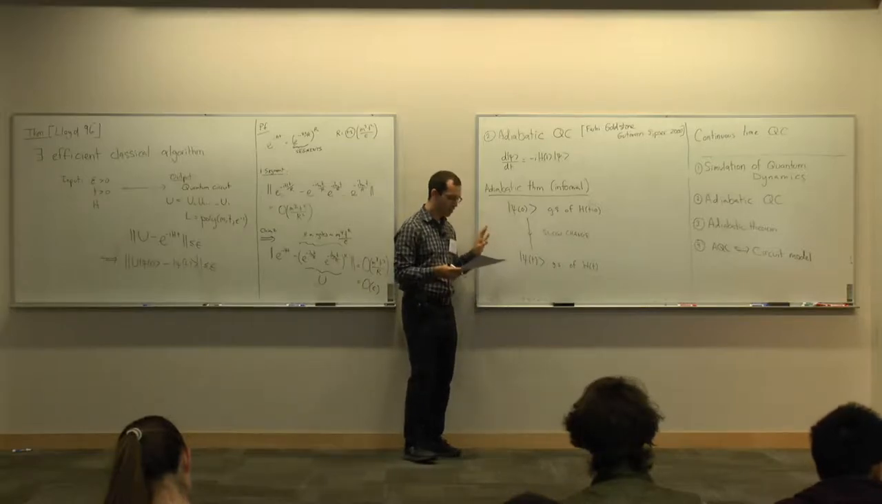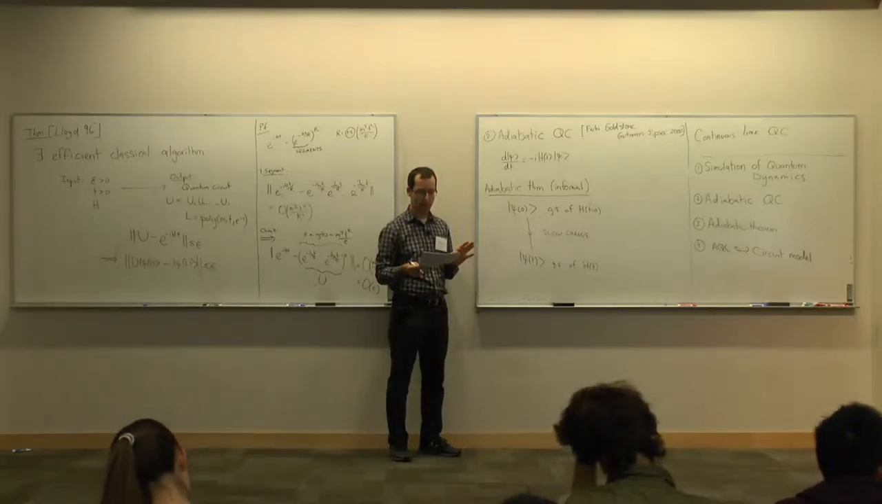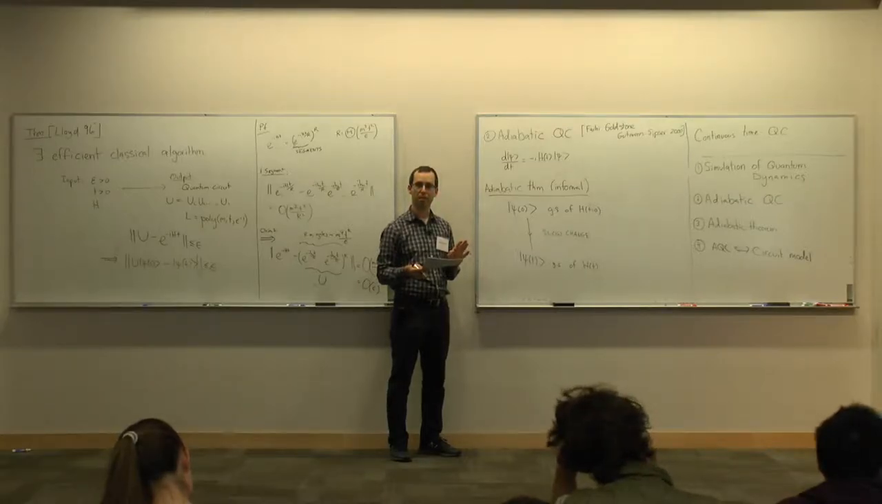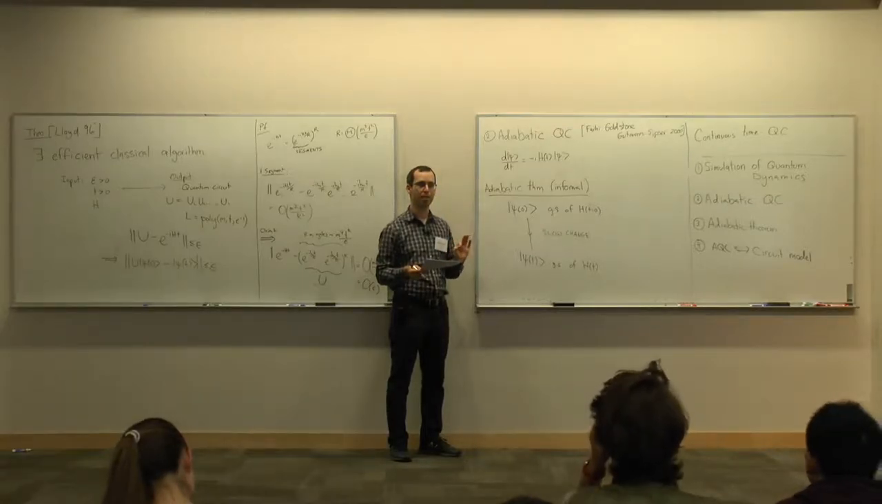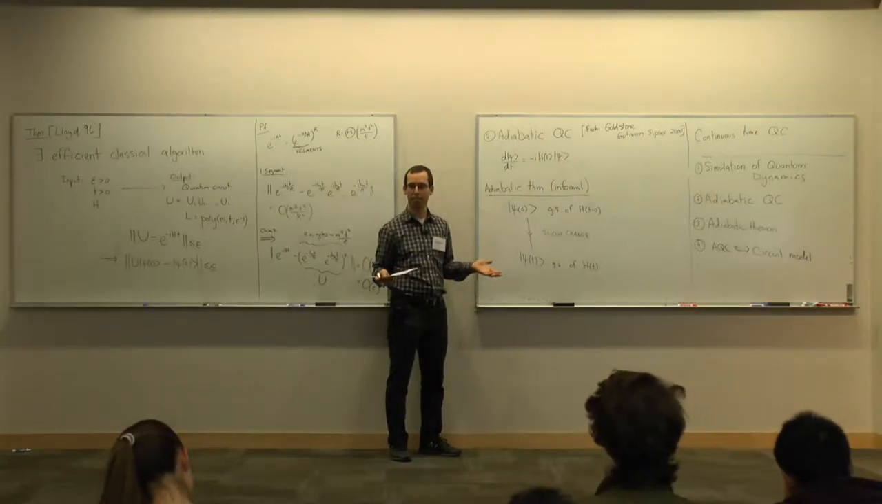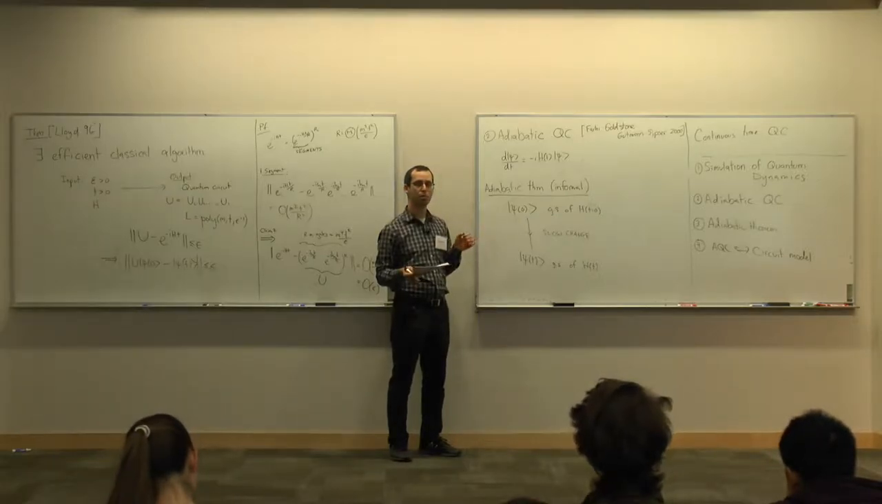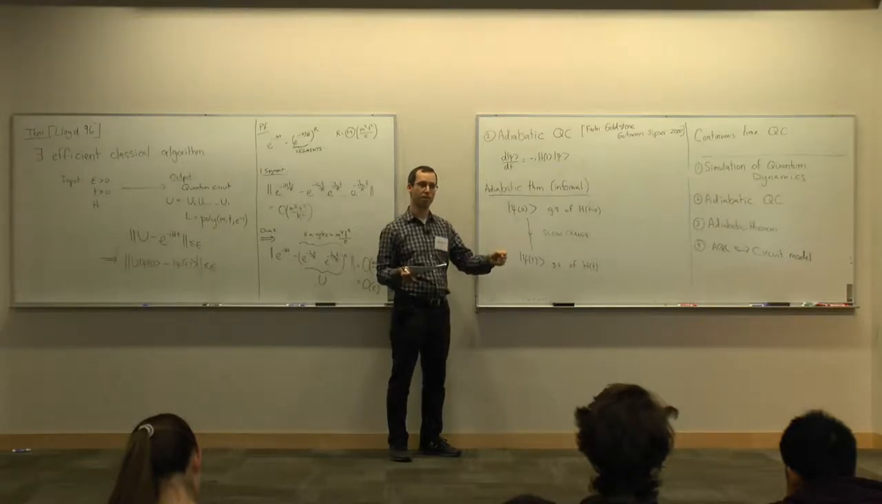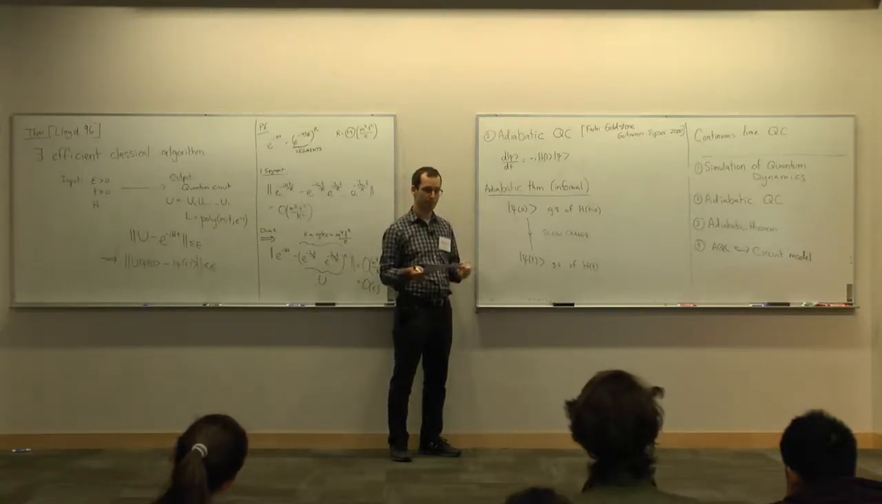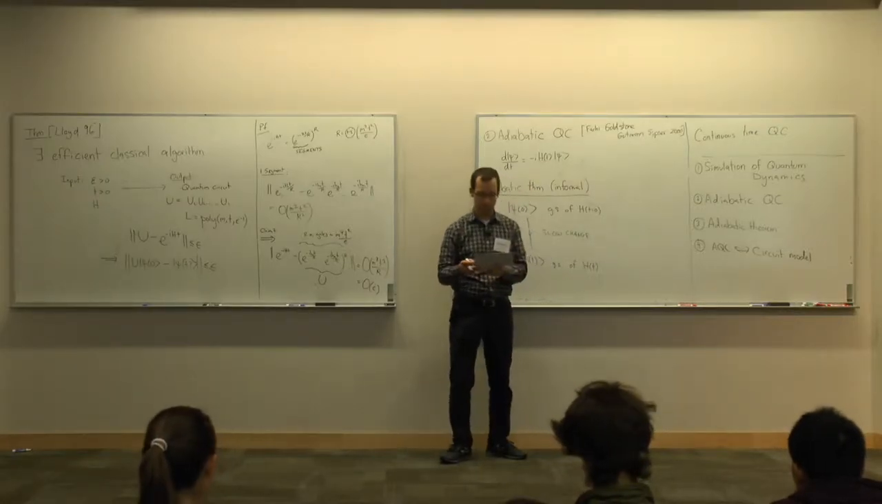So now you can imagine using this to do a computation. We've talked about how it's hard to prepare ground states of Hamiltonians, but that's only for certain Hamiltonians. And obviously there are some Hamiltonians where that ground state is very easy to prepare. And so you can imagine trying to morph an easy to prepare ground state into a hard to prepare ground state. And that's the idea of adiabatic quantum computing.